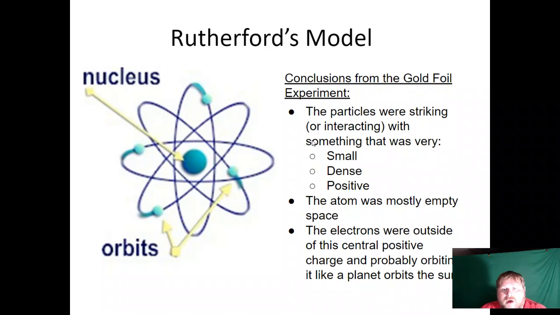So we have a new model from Rutherford. We call it the nuclear model. Some people call it the planetary model. But it basically says there's a nucleus in the middle of the atoms. It's small, dense, positive, and the electrons are orbiting this nucleus like a planet orbits the sun. And so that's Rutherford's model. It's another big leap. It kicked the plum pudding model out in just a few years. It didn't last very long at all.